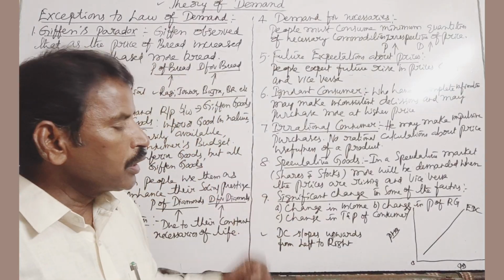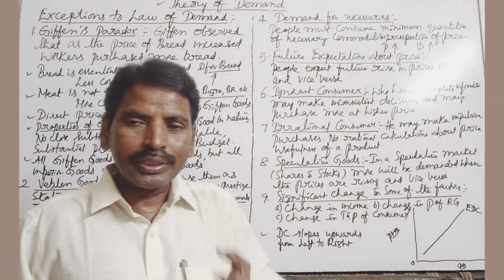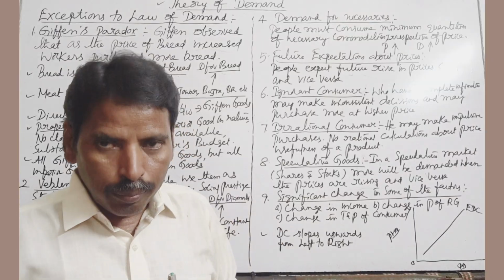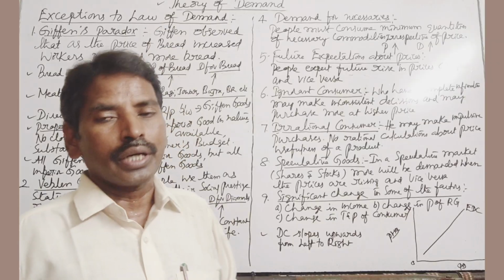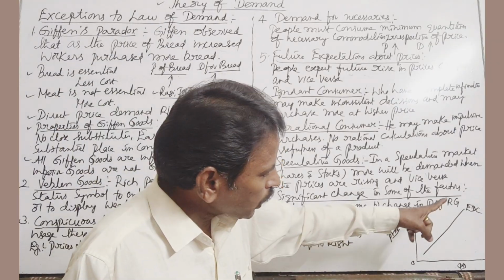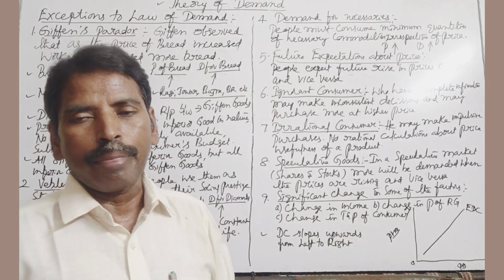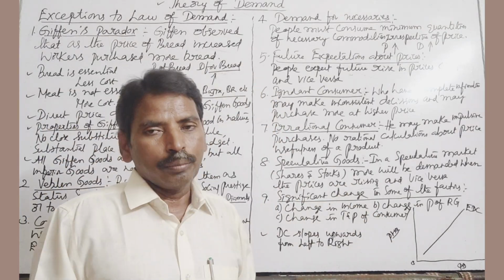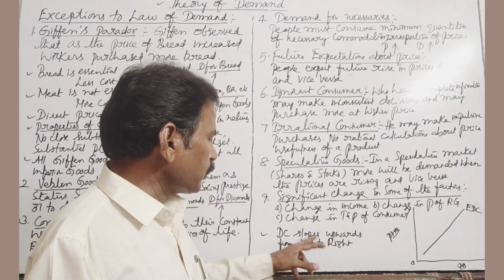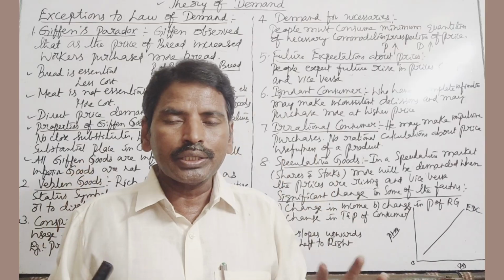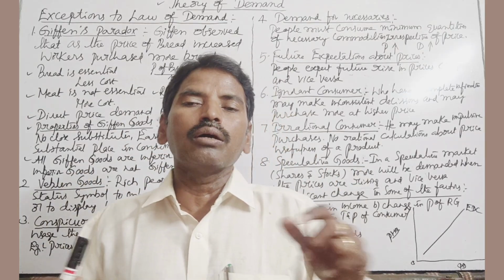Next, finally we concluded that in all the cases, that means exceptions to the law of demand, the demand curve slopes upwards from left to right. That is called the exceptional demand curve. Therefore, the demand curve slopes upwards from left to right in all the cases that are exceptions to the law of demand.